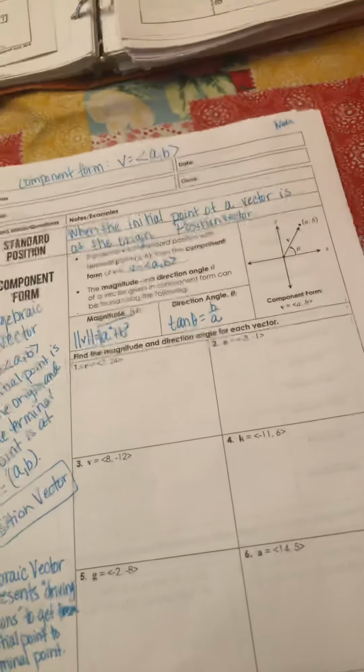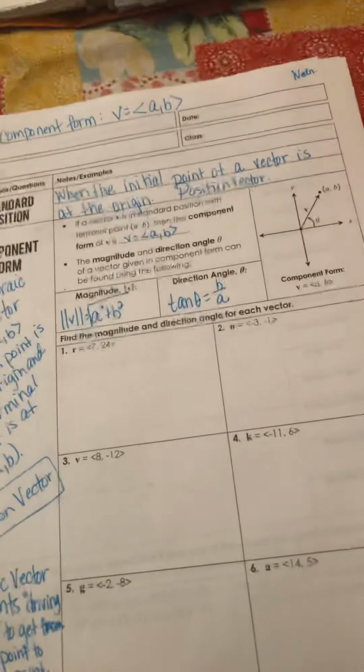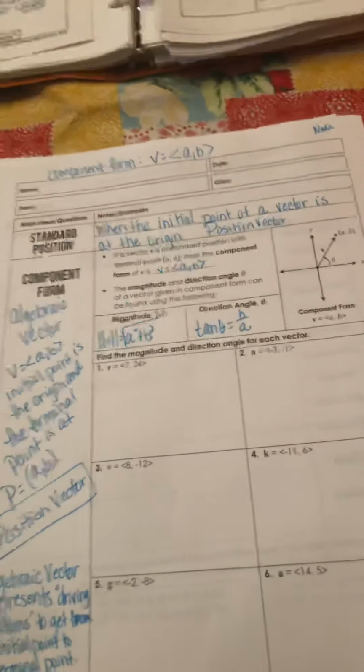Right, let's begin lesson 2 for our vectors. Yesterday we learned about magnitude of a vector, which remember is the length of the vector. Today we're going to talk about component form, algebraic vectors, position vectors, and all that good stuff.